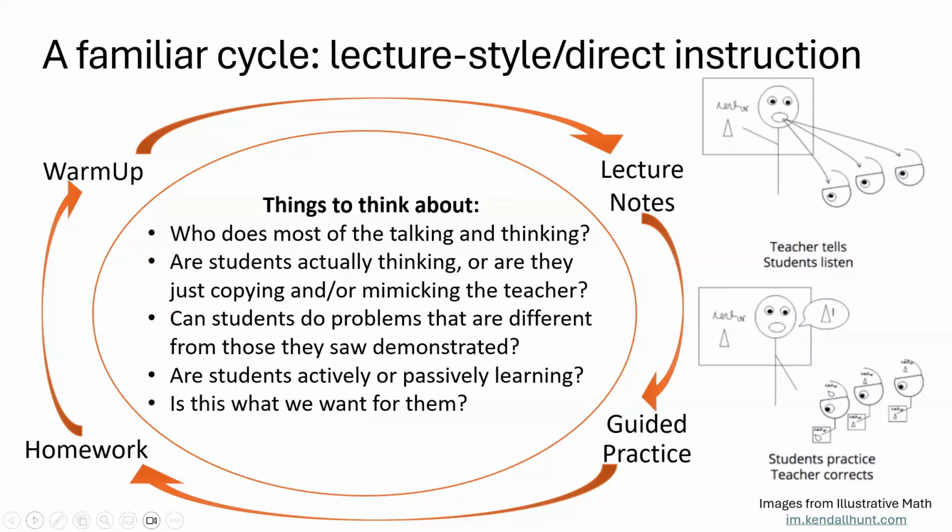So here's some things to think about with this model. Who does most of the talking and thinking? You probably answered that in your head just now. The answer is the teacher. Are students actually thinking, or are they just copying and or mimicking the teacher? I would argue that they're just copying or mimicking. Can they do problems that are different from those they saw demonstrated? Usually not. Usually they do problems just like what was in the lecture. Are they actively or passively learning? Passively. And the big question is, is this what we want for them? And I would say maybe not. Maybe that's not what we want for them.